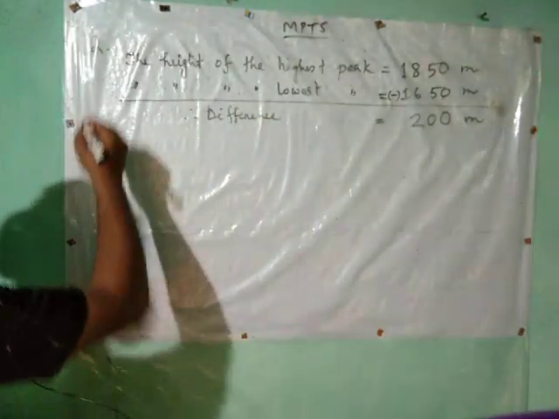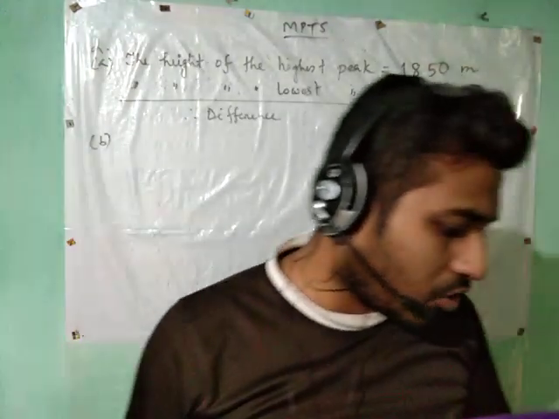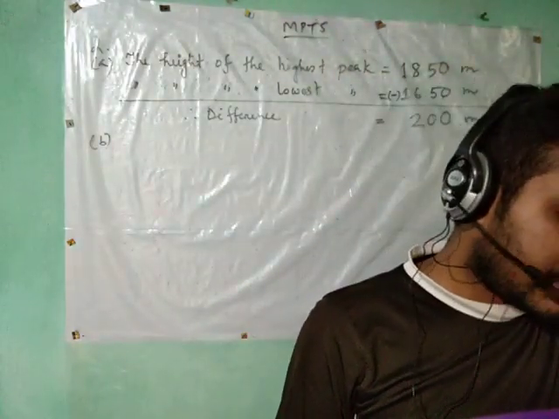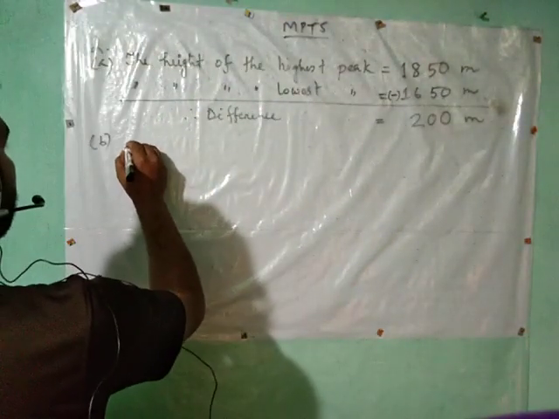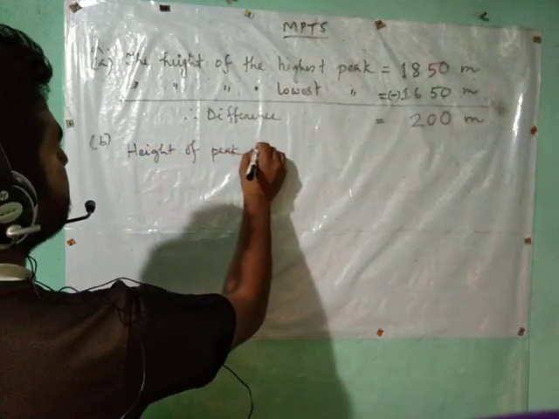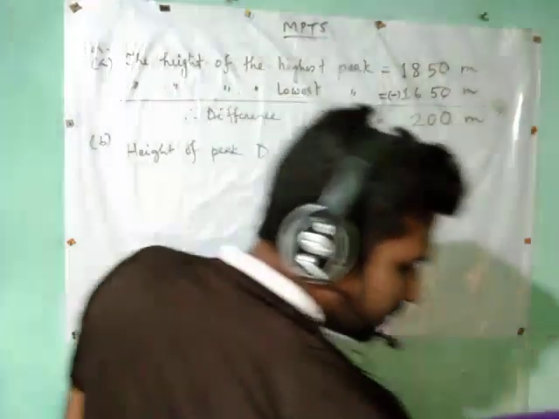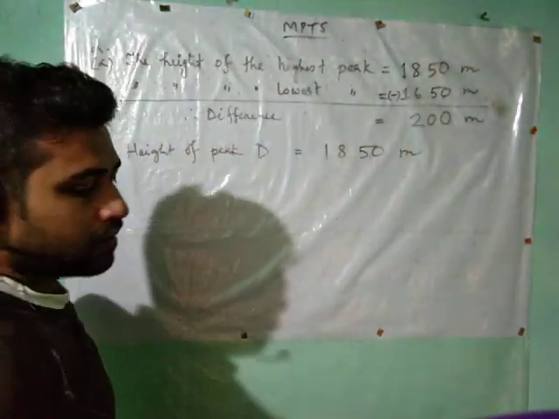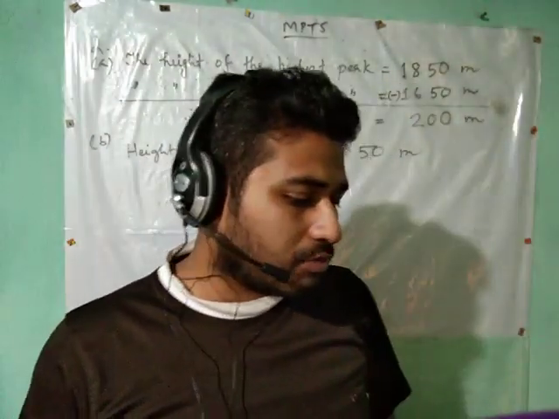Okay, now look at that. This is question number 2a. Now come to question number b, 2b. What is there? By how much is peak D taller than peak C? So first, height of peak D equals to how much? Here written, see, 1850. D is 1850 meter.